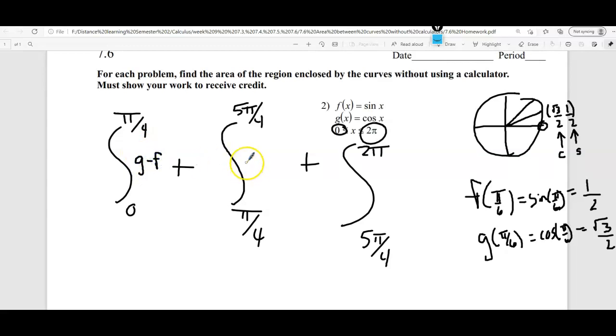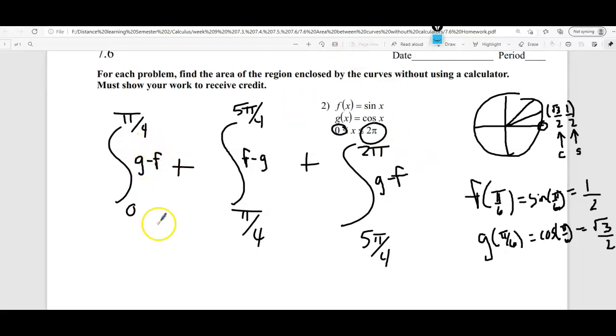And then the next interval will be the opposite. It'll be f minus g. And the next interval will be g minus f. Now that's the hard part. That's the setup. The rest of it is review. It's stuff where you just have to do the fundamental theorem of calculus to get the problem done.